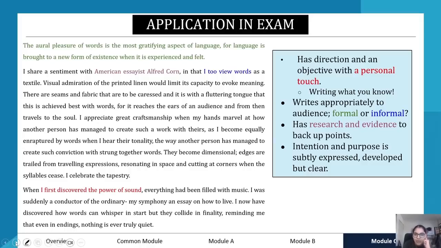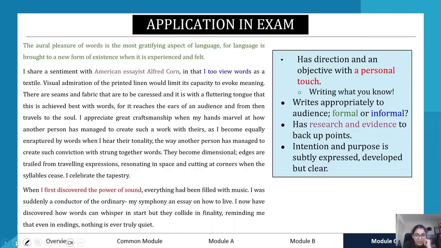Alrighty, so let's have a look at this piece. The oral pleasure of words is the most gratifying aspect of language, for language is brought to a new form of existence when it is experienced and felt. I share a sentiment with American essayist Alfred Korn in that I too view words as a textile. Visual admiration of the printed linen would limit its capacity to evoke meaning.